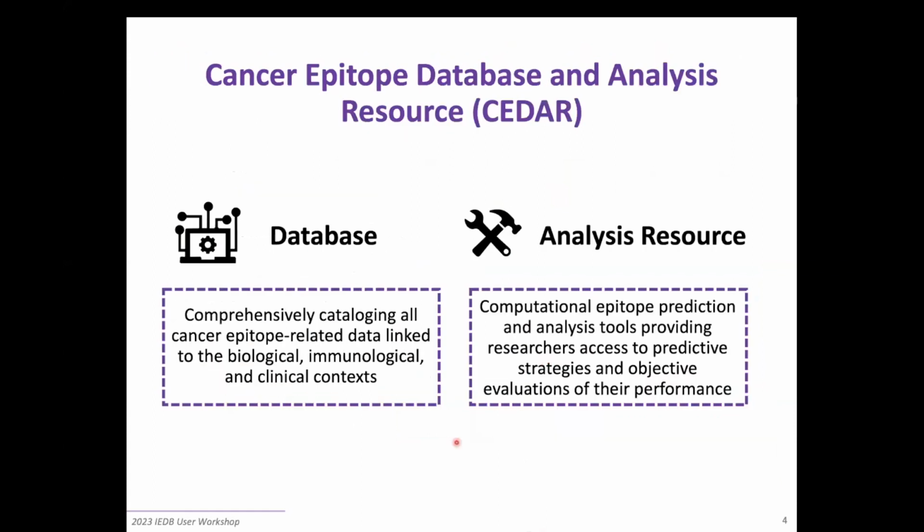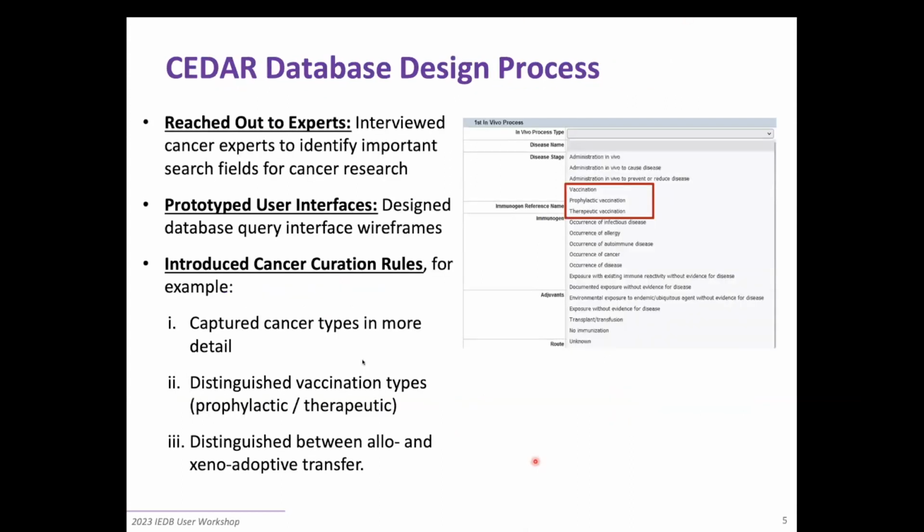And just as we did for the IEDB, we developed CEDAR to have two sides. We have the database side, where we curate cancer epitope data from the literature and link them to all the relevant information, the biological, immunological, and clinical context we find in the publications. And we also have the analysis resource, where we provide computational epitope prediction tools and analysis tools specifically designed for a cancer researcher.